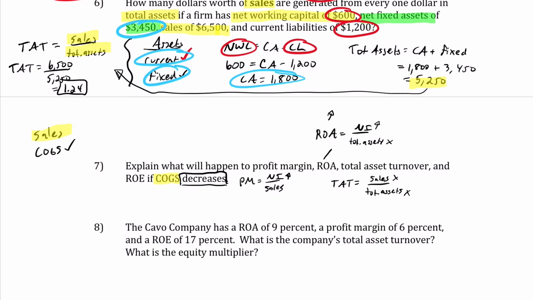And then last up would be ROE. Similar to ROA, it has net income in the numerator. We know that if we decrease one of our expenses, our profit, our net income, goes up. Total equity is unaffected. So overall, ROE would also go up. So basically what we see here is if we are able to decrease one of our expenses, profit margin, ROA, and ROE would all increase. Total asset turnover would have no impact.